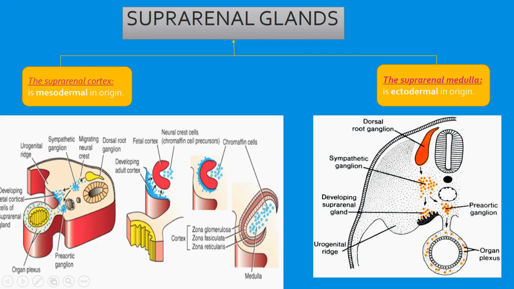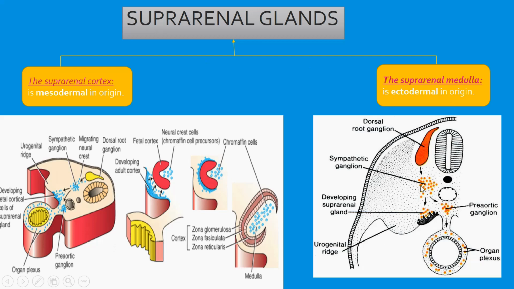The fetal cortex regresses rapidly except its outer layer, which differentiates into zona reticularis, while the permanent cortex differentiates into zona glomerulosa and zona fasciculata. We will know them later when discussing its histology. Note that zona glomerulosa and zona fasciculata are present at birth, while zona reticularis is not recognizable until the end of the 3rd year. Let's move to suprarenal medulla.